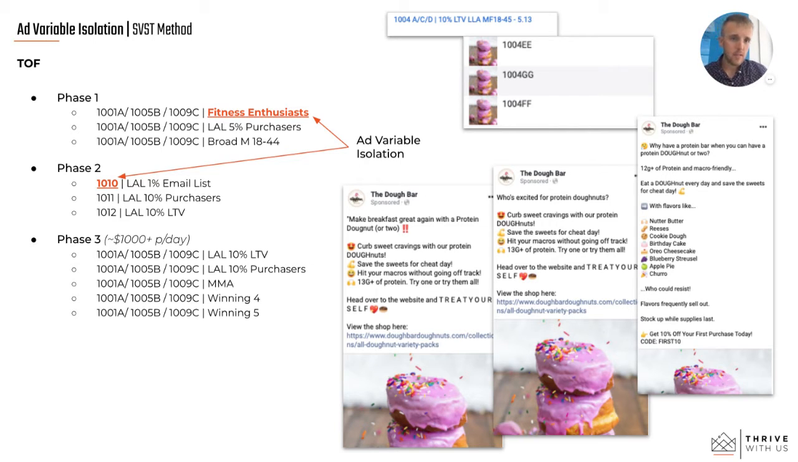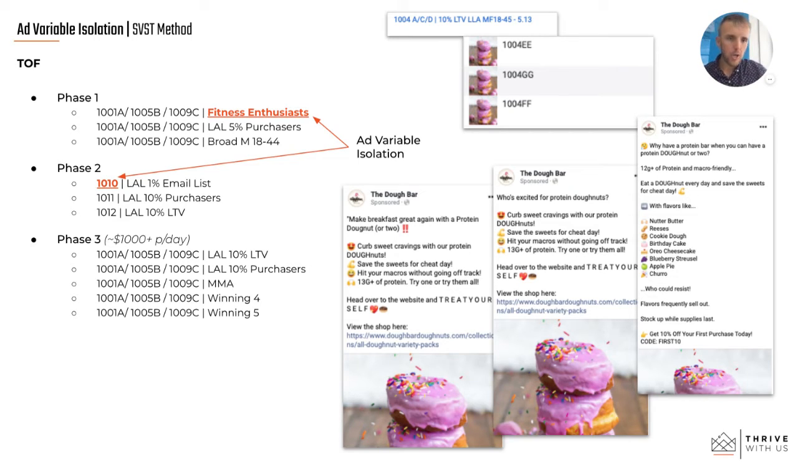Ad variable isolation is really rooted around the scientific method. You might remember from grade school, middle school, et cetera, when you run a scientific experiment, the best scientific experiments have a control and they have a variable, right? And the problem is with the way that most media buyers, agencies, freelancers, founders run their ads, they kind of are throwing a ton of variables together. And then they wonder why they're not sure either the ads are or are not working, or what is actually working with those ads, which then doesn't allow you to scale in the long term.